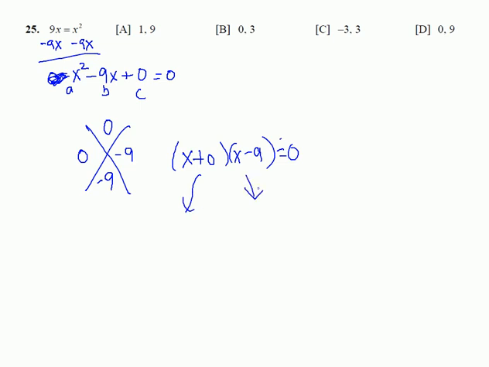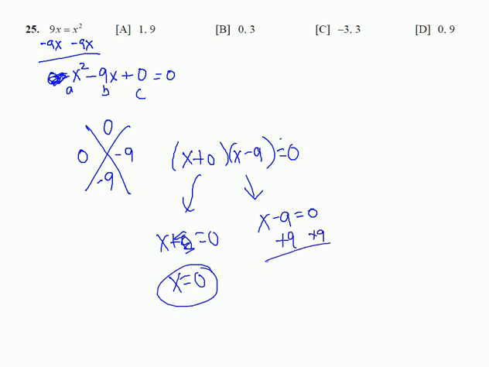We're going to split those up into x plus 0 equals 0 and x minus 9 equals 0, and then continue to solve. Here, I mean, there's nothing to solve. Plus 0 is that same thing, so x is equal to 0. And here I'm just going to do plus 9 to both sides, and x equals 9, so it's 9 and 0.